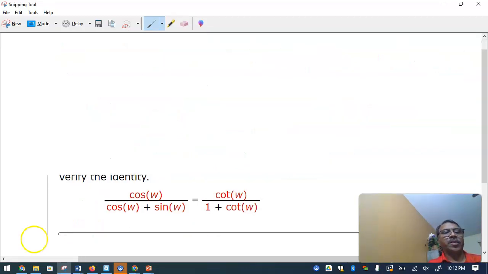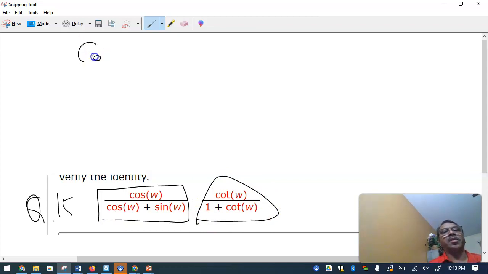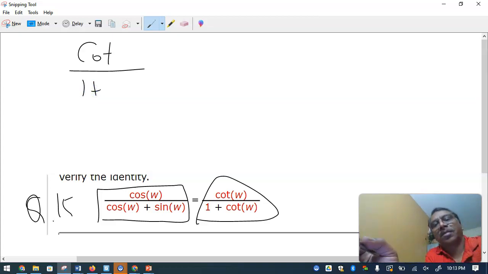Okay, question number 15. Now the question is, where do we start? The left side has a sine and cosine, so should we start there? No, I think I will start with this one because there's a cot. So let's write cot over 1 plus cot.